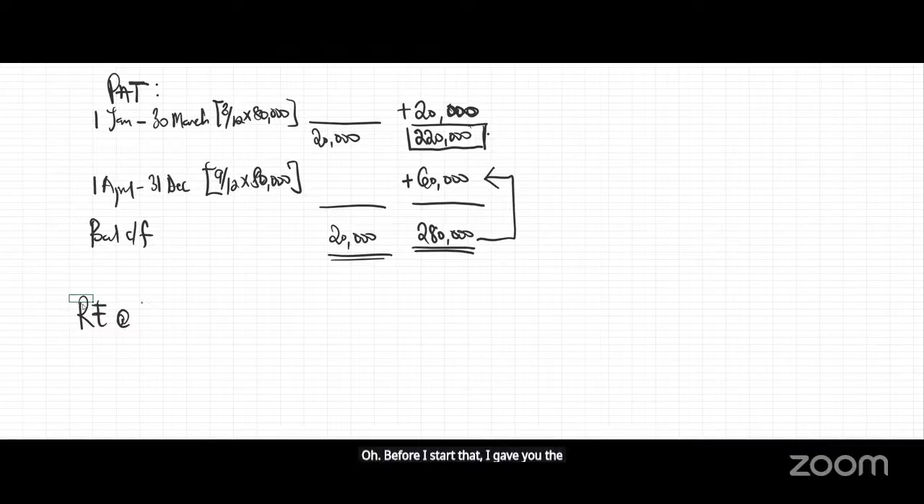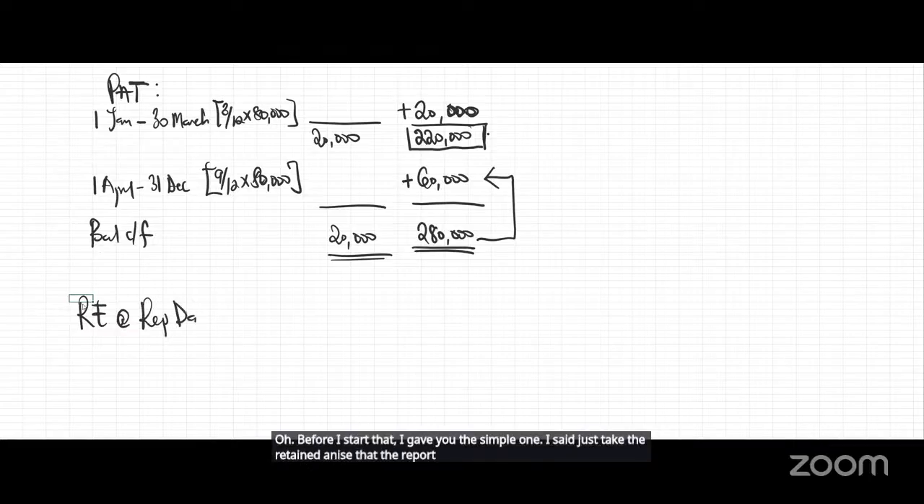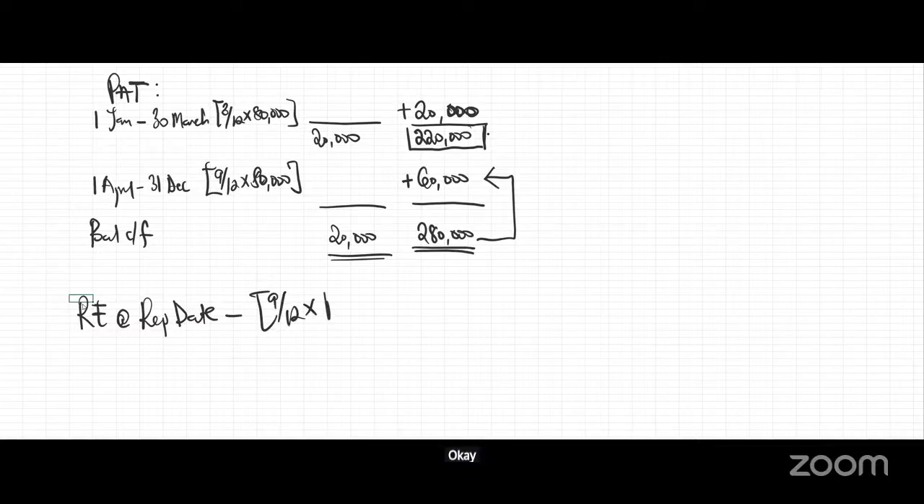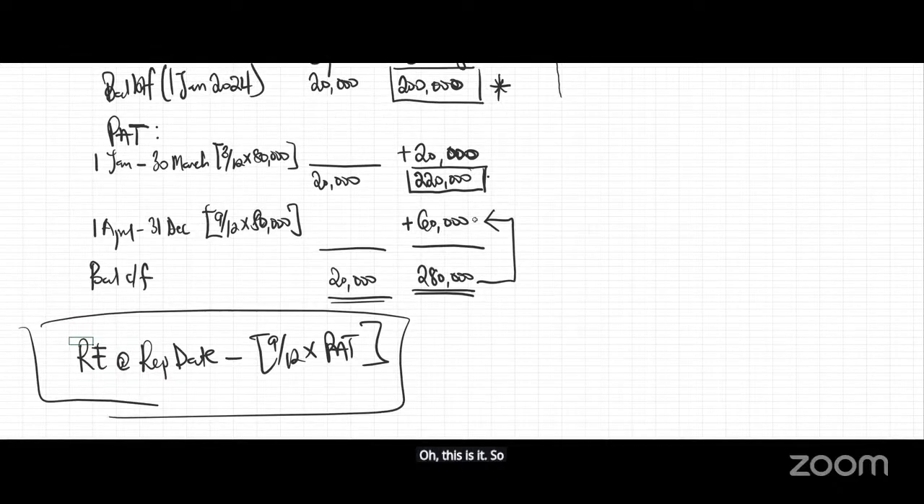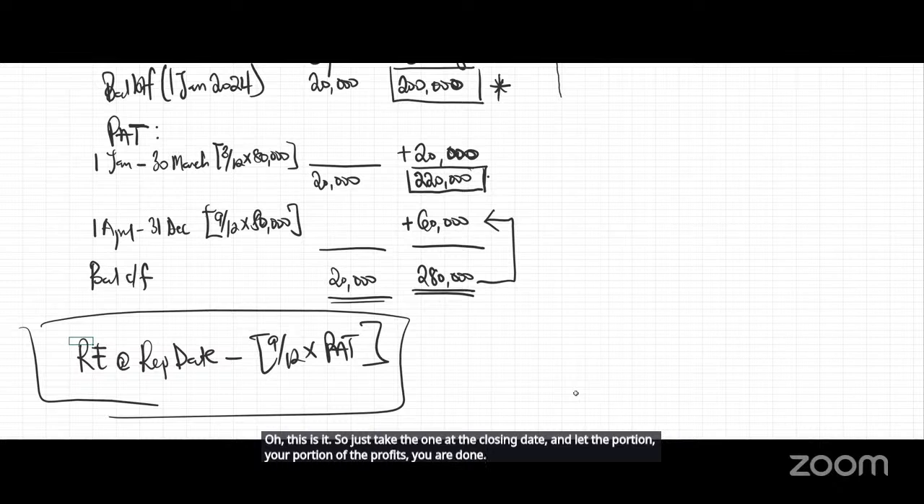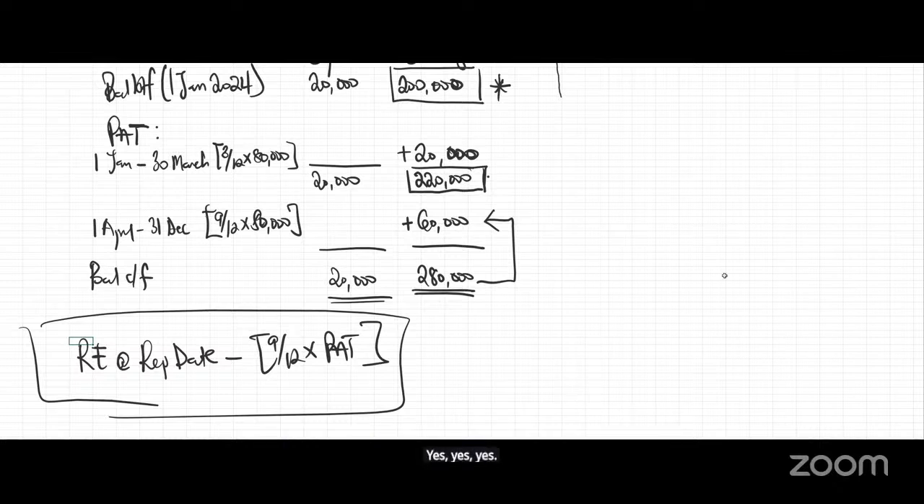I said just take the retained earnings at the reporting date. That one they will already give it to you. Then deduct your portion of the profit. This is a formula. So just take the one at the closing date and less your portion of the profit. You are done. That's all. Are we okay?